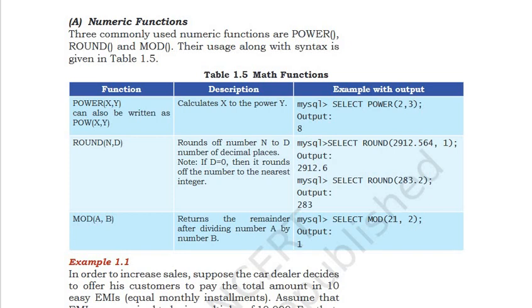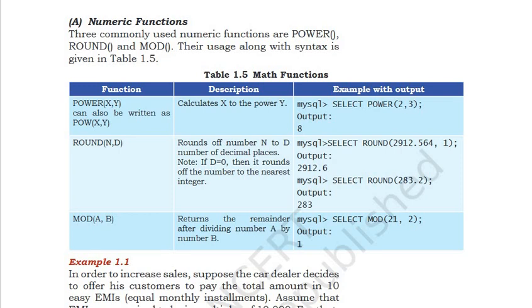Round. The function round needs two parameters, n comma d. It rounds off a number n to d, the number of decimal places. If d is 0, then it rounds off the number to the nearest integer. Look at the example. Select round 2912.564 comma 1. Comma 1 means after the decimal point 1 digit. The 564 is rounded to 6.